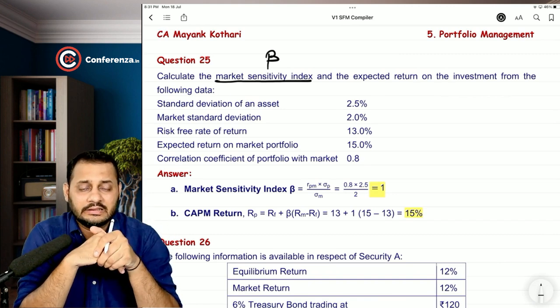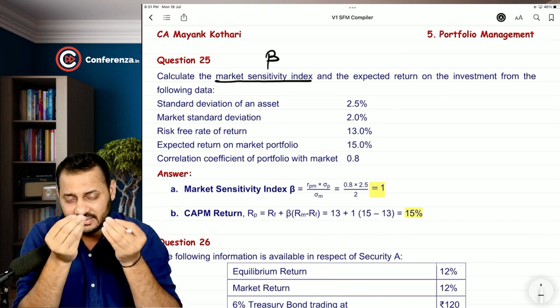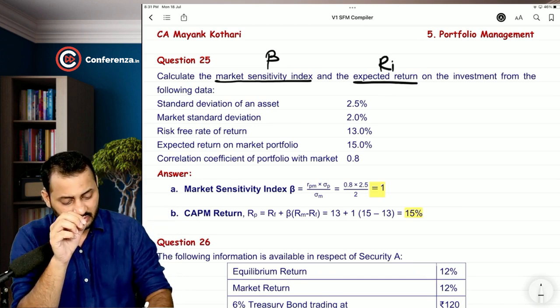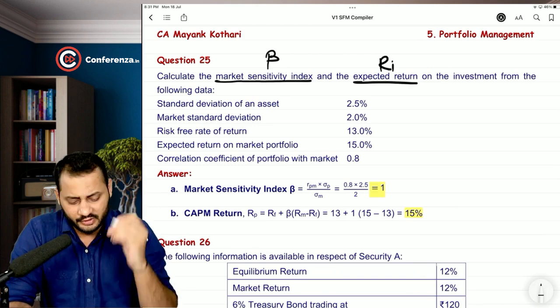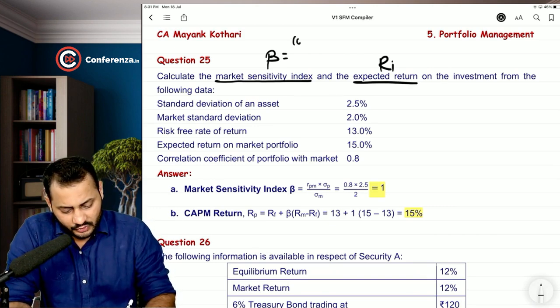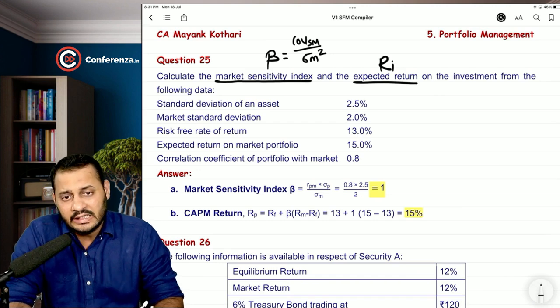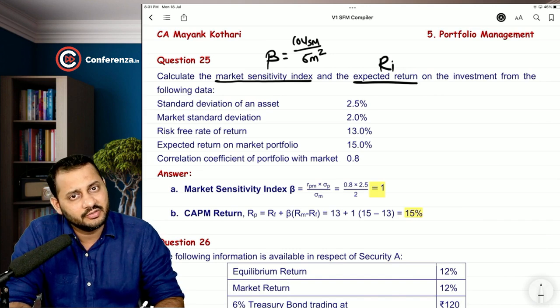Remember the formula then. Okay. Calculate the market sensitivity index. It means indirectly they are asking you about the beta and the expected return on the investment from the following data. So what has been given to us? What is the formula for beta? It is nothing but covariance of the security with market divided by standard deviation of market square. That means variance of the market, risk of the market in the denominator in terms of variance, and risk of the stock with the market in terms of covariance in the numerator.